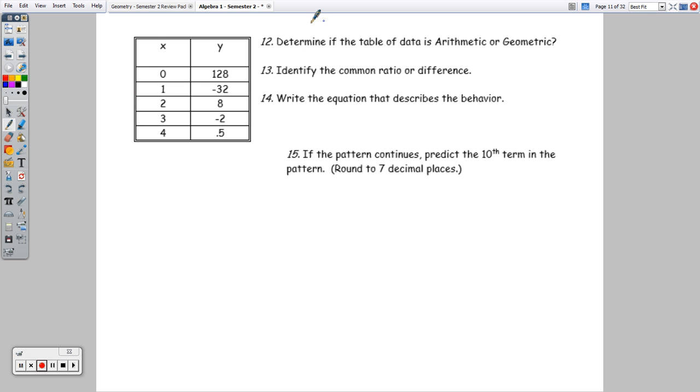Number 12, we're trying to determine if it's arithmetic or geometric. If it's arithmetic, there's a common difference. If it's geometric, there's a common ratio. We can clearly see that there's not a common difference. We're not subtracting or adding the same thing every time. So this one is geometric.